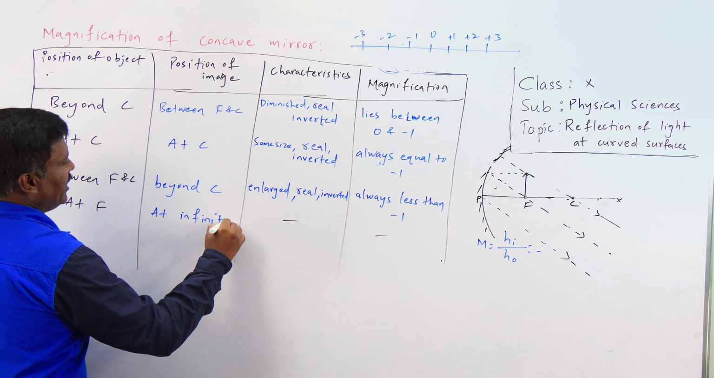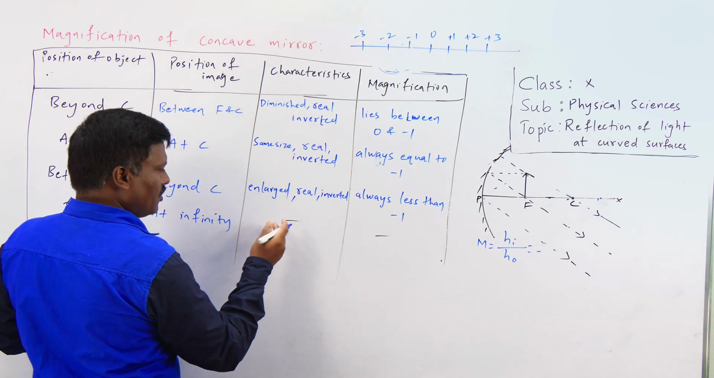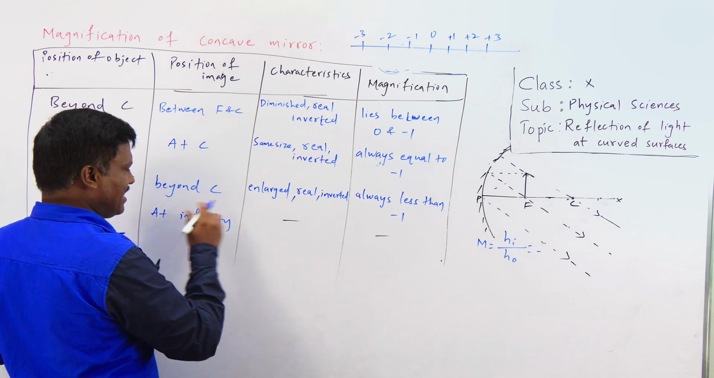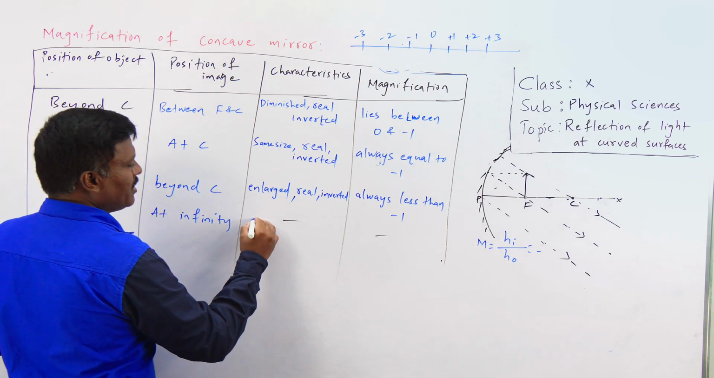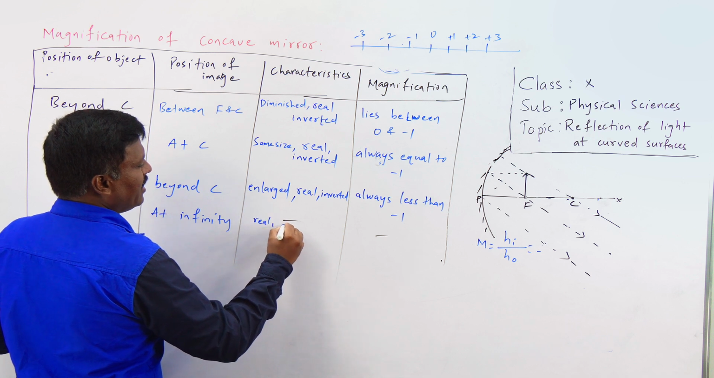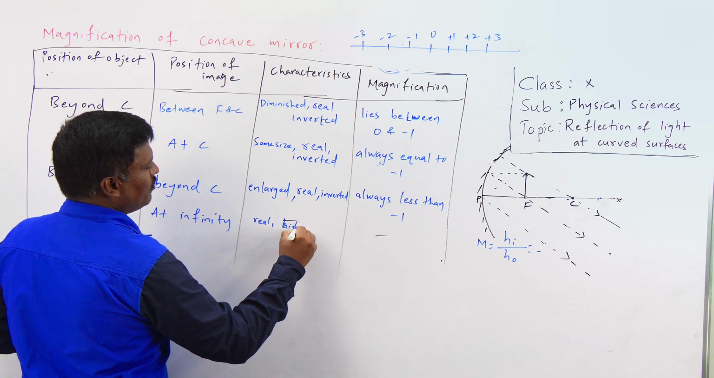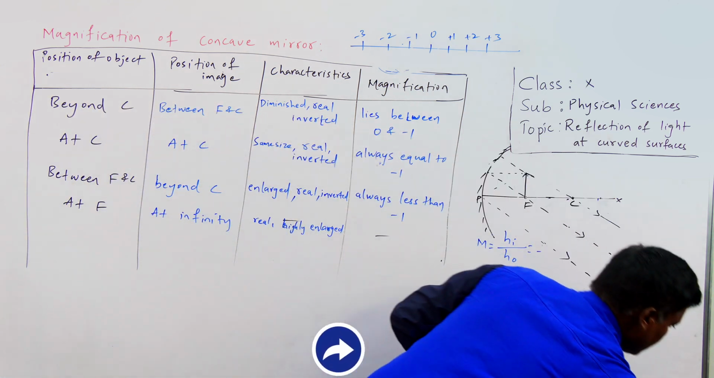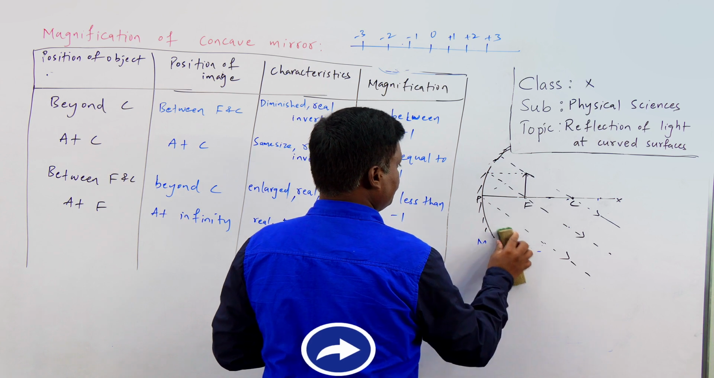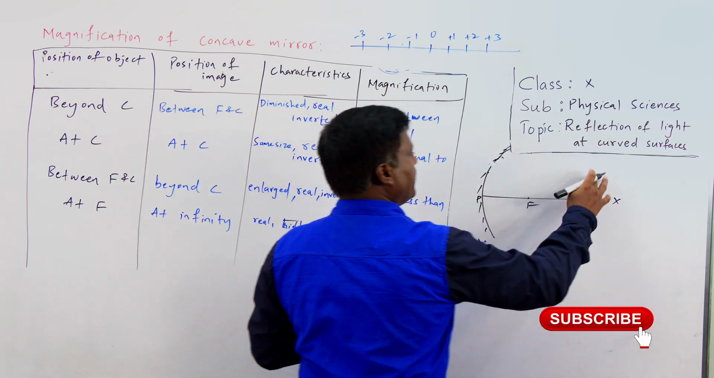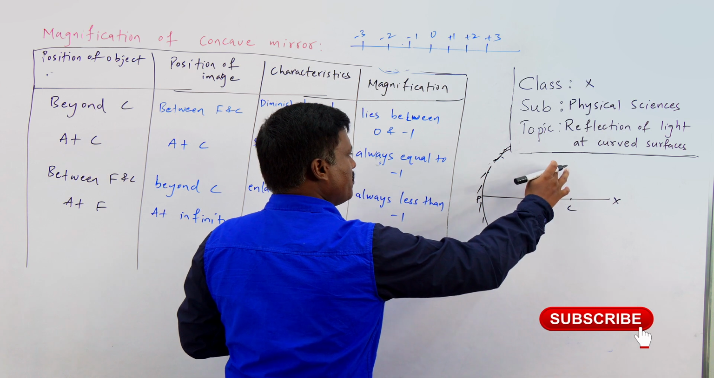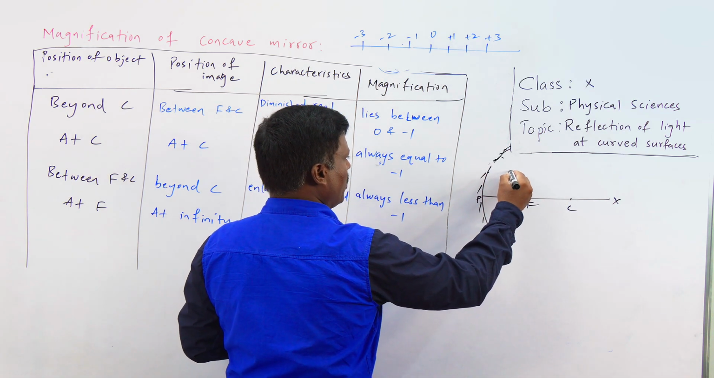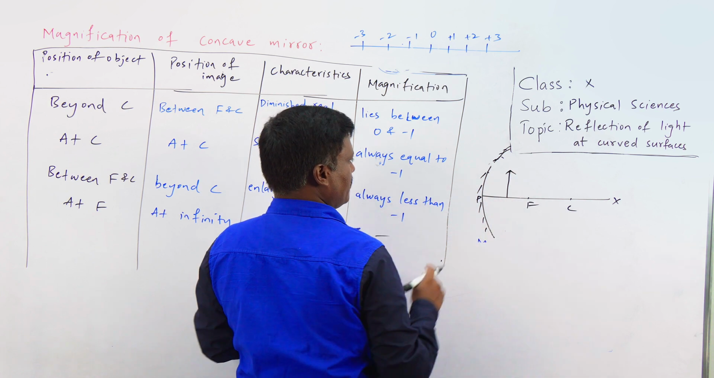Image forms at infinity. In some books, in our 10th class Telangana government textbook, we don't have the characters particularly at this position. In some textbooks we have real image and highly enlarged also. Right. So the last one we are going to talk about: beyond C finished, at C finished, between focus and center of the curvature, at focus finished, finally between pole and focus. The object is placed between pole and focus.